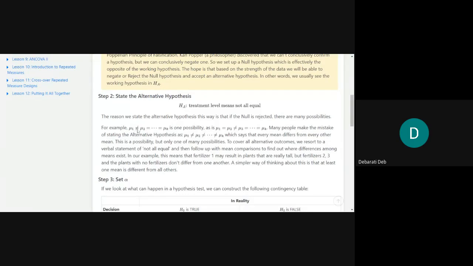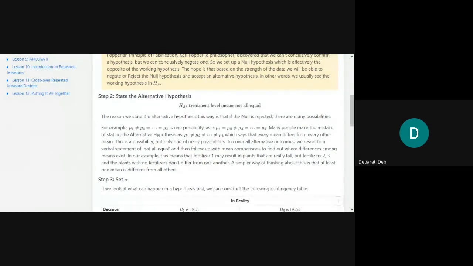So the first two groups' means can be different, but this mu2, that is the mean of the second group, can be equal to all the other groups. This can be one possibility. Also, another possibility can be mu1 equals mu2, but mu2 is not equal to mu3. That means the means of the second and third groups of plants may not be equal, but the other groups' means can be equal. Likewise, the situation can go on.